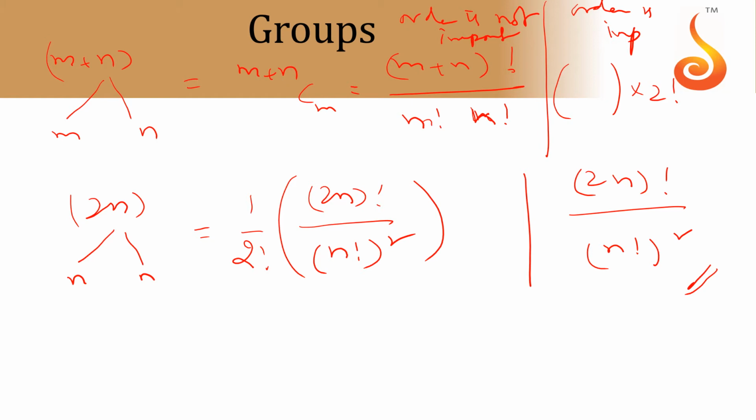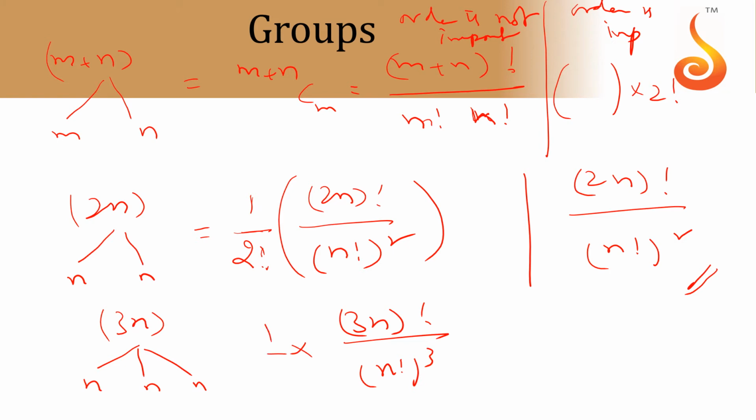So please remember, when equal groups are there, that is, equal size, you have to divide by 2 factorial. Suppose 3n things are divided into groups of n: 3n factorial by n factorial whole cube into 1 by 3 factorial is what you should get when order is not important. When order is important, you will get 3n factorial by n factorial whole cube.